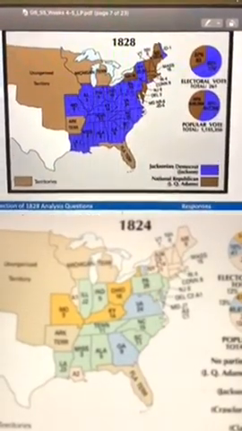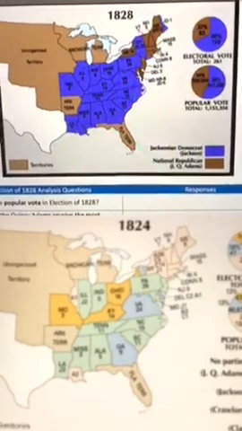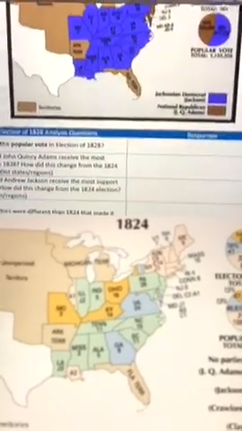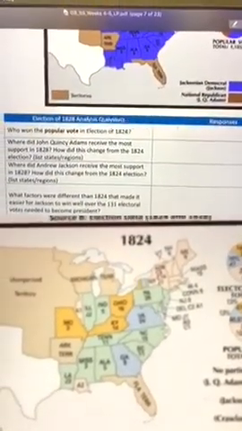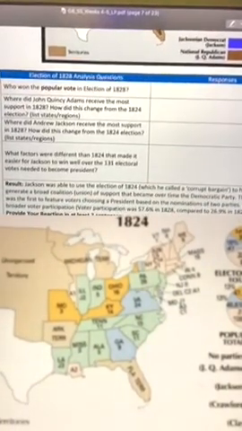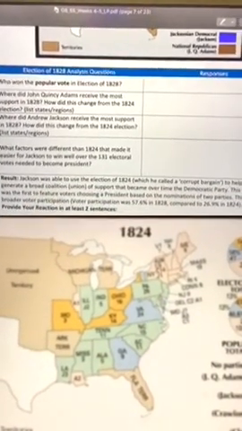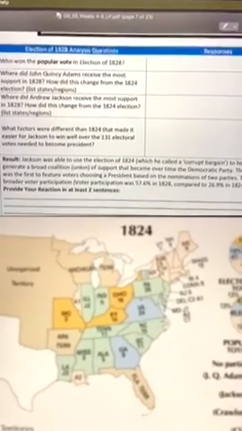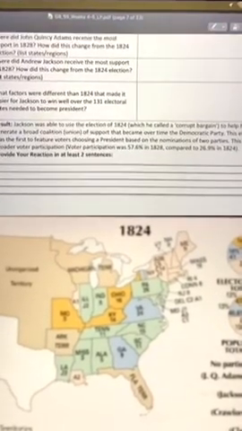All right. Let's keep it rolling here. Well, we know who won the popular vote. We know where Adams received the most votes. We know where Jackson received the most votes. And we also know some of the differences.